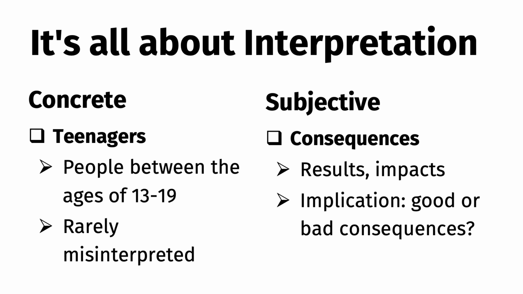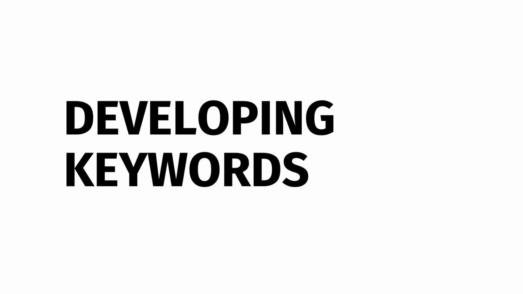Well, it's all about interpretation. Compared to teenagers, consequences is more subjective and may not even be used as a descriptor by some authors. Some may use results or impacts or think only of bad consequences. Meanwhile, most everyone will interpret teenagers as people between the ages of 13 to 19. We have a concrete idea of what teenager means. Now we can use our basic keywords to develop more.